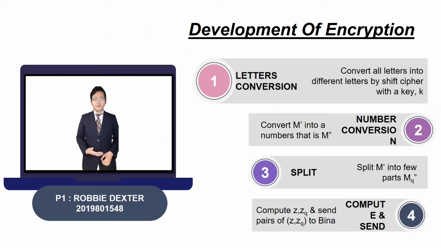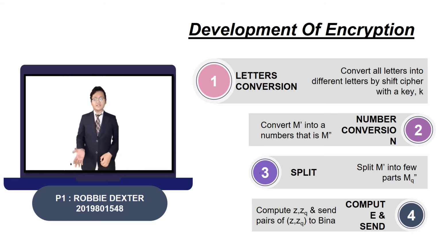We will now move on to the development of encryption and decryption. Say that Ali wants to send a message to Lina. Ali will first need to, number 1, do a letter conversion. Letter conversion means that Ali needs to convert all the letters into different letters by shift cipher with a key K. Next, Ali needs to convert it into numbers, which is step 2, number conversion. In the number conversion, he needs to convert the message into numbers, that is M double prime.